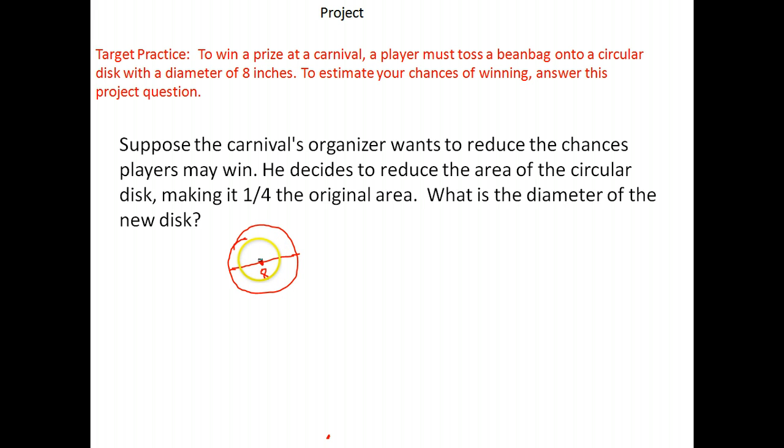Well, for area we need the radius. Radius is halfway across the circle, so half of 8 would be 4 for my radius. The area of a circle is pi times the radius squared. In this case, pi times 4 squared. And 4 times 4 gives us 16 pi. That's the area of this figure now.